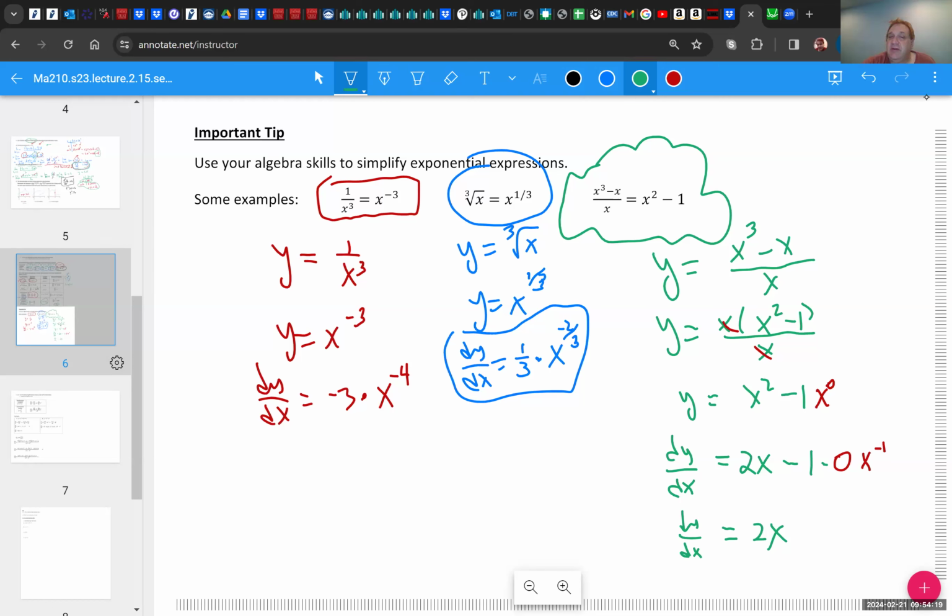Now this function does not exist for x equaling 0, so our derivative is only valid for when x is not equal to 0, because you can't have a division by 0 there. But the derivative function is 2x as long as x is not equal to 0. So that's an example of how to find the derivative of this fraction type thing by first simplifying algebraically.